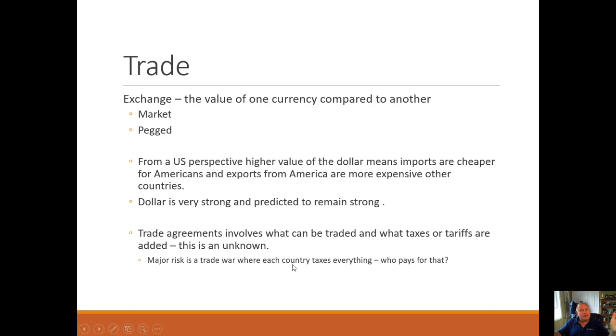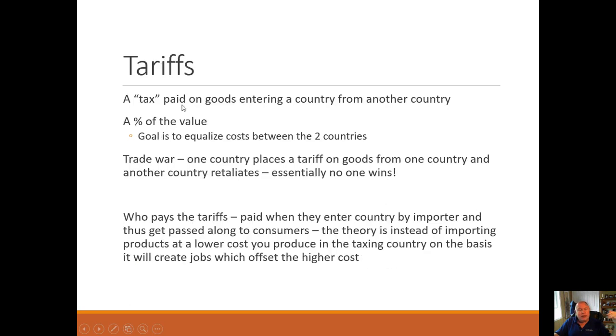Then there are trade agreements between countries, and they define what can be traded and what taxes or tariffs are added, which is an unknown. A tariff is a tax. Some people don't like the word tax because it sounds better as a tariff. The major risk that we have as a global society today is a trade war, with each country taxing everything, imports, exports, but who pays for it?